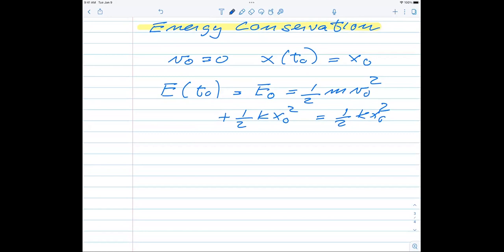And we know that this energy, if we want it conserved, has to be equal to the energy at a given time t, which in our case would be equal to 1/2 m times the velocity at a specific time, v of t squared, plus 1/2 of k times x of t squared.